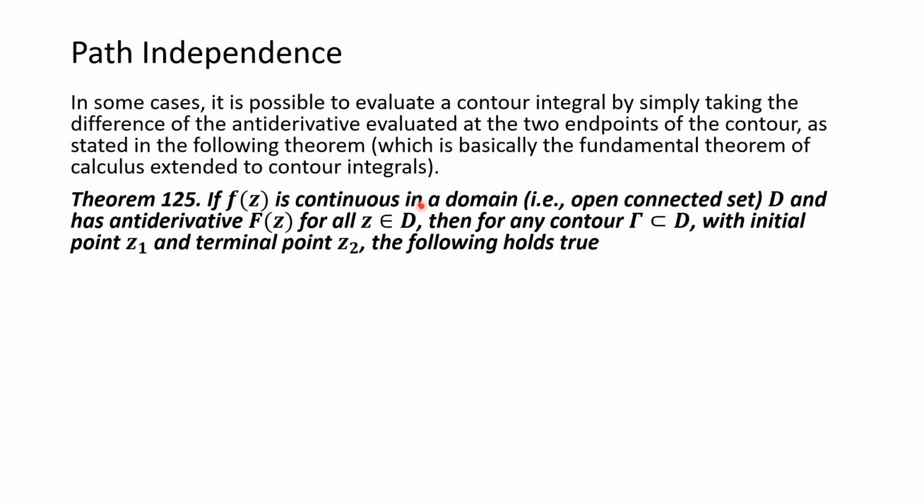If f of z is continuous in a domain, remember a domain is an open connected set D, and has antiderivative capital F of z for all z in D, then for any contour gamma contained in D with initial point z sub 1 and terminal point z sub 2, the following is true. The contour integral about gamma of f of z equals the antiderivative evaluated at z sub 2 minus the antiderivative evaluated at z sub 1.